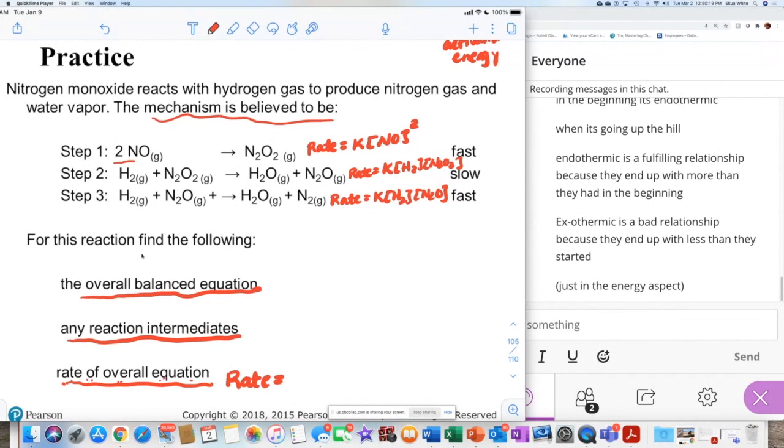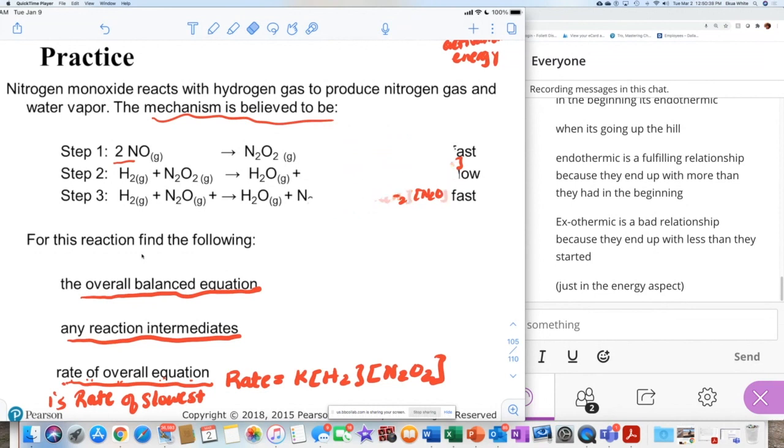Remember, the rate of the overall reaction is the rate of the slowest reaction. So I can say here, rate equals k H2, the second reaction, right? N2O2. I'll write it right here. Since I've done this part, I can erase this because it gave me what I wanted, the last one.